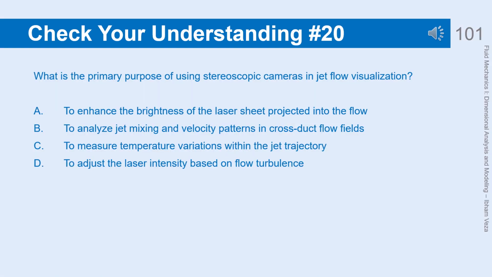Check your understanding number 20. What is the primary purpose of using stereoscopic cameras in jet flow visualization? B. To analyze jet mixing and velocity patterns in cross-duct flow fields. Explanation. A is incorrect because stereoscopic cameras do not affect the brightness of the laser sheet. Their role is to capture and analyze the flow behavior.